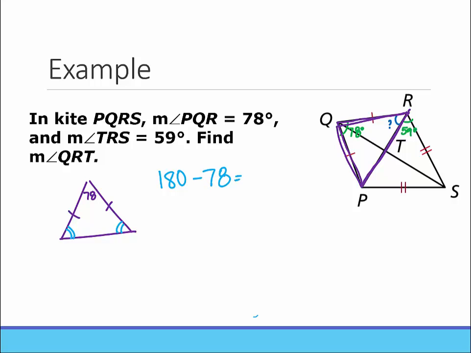So if I take away 78 degrees, I have 102 degrees left that I have to split evenly between those two angles, because they have to be congruent. So if I cut this in half, I end up with each of them having to be exactly 51 degrees.